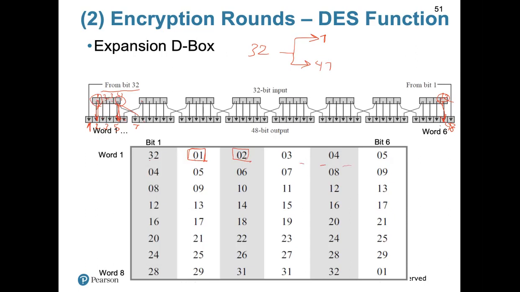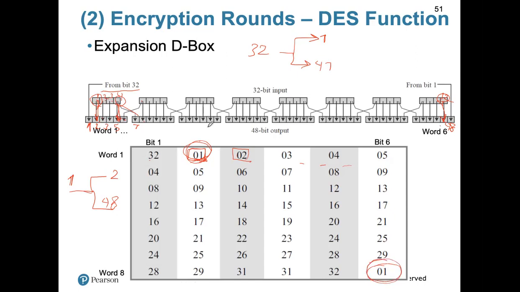Of course, some bits, for example, you see here bit number 1 of the input is used both for output 2 and output 48. That's the expansion. Like I said, bit number 1 of the input goes to both number 2 of the output and number 48 of the output. That's why you see here number 1 at position 2 by bit 2 of word 1 and also bit 6 of word 8.